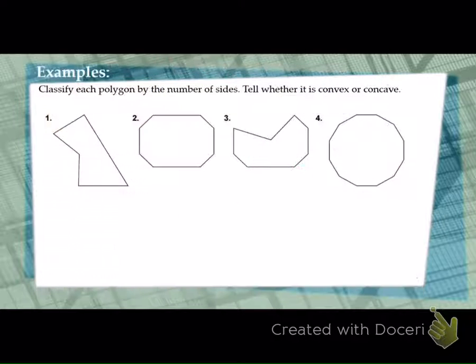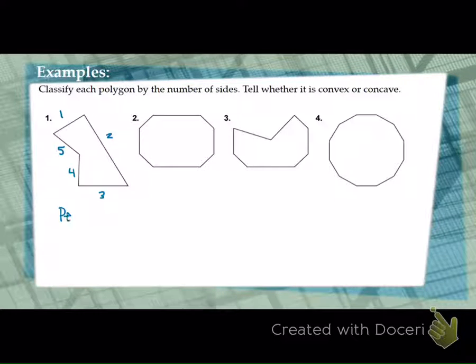So let's go on to naming them. Classify each polygon by the number of sides, then tell whether it is convex or concave. First we need to count the number of sides. So this one has 1, 2, 3, 4, 5. What is a 5-sided polygon called, Paige? A pentagon. It's a pentagon.